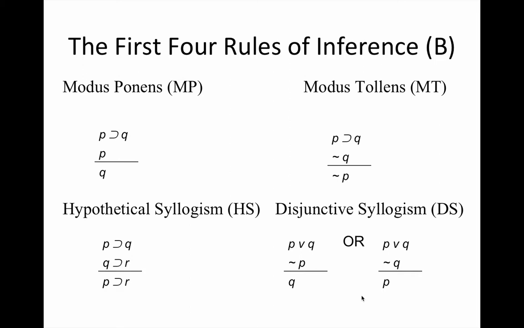Lastly, in terms of the first 4 rules, we have disjunctive syllogism. This is a process of elimination. When you assert that you have one or the other, and you reject the one, it follows that you have the other. So, if you have P or Q, and it's not the case that you have P, then you must have Q. The other version of this argument denies the Q and yields the P.